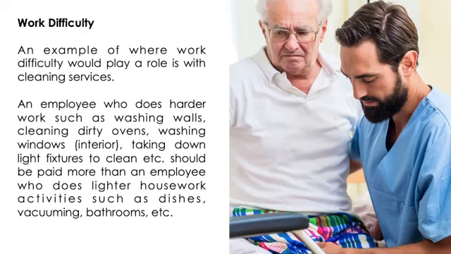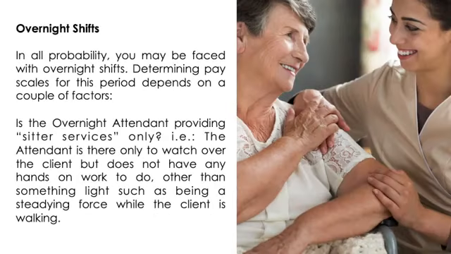Work difficulty. An example of where work difficulty would play a role is with cleaning services. An employee who does harder work such as washing walls, cleaning dirty ovens, washing windows, taking down light fixtures to clean, etc., should be paid more than an employee who does lighter housework activities such as dishes, vacuuming, bathroom cleaning, etc. Overnight shifts. In all probability, you may be faced with overnight shifts.